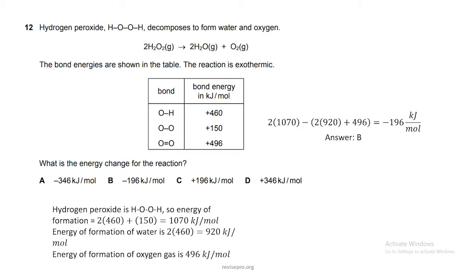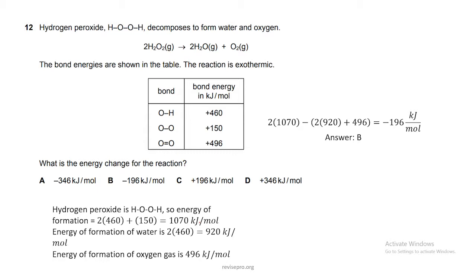Hydrogen peroxide decomposes to form water and oxygen. The bond energies are in the table. The reaction is exothermic. Now, what is the energy change for the reaction? They've already given us the formula for hydrogen peroxide. There are 4 bonds. So what we have to do is find the energy in these bonds, or rather the energy of the initial reactants. We can calculate that with the table here. You will reach a value of 1070 kilojoules per mole.